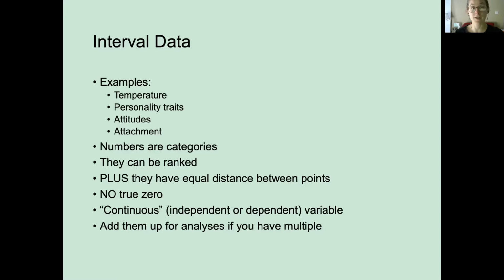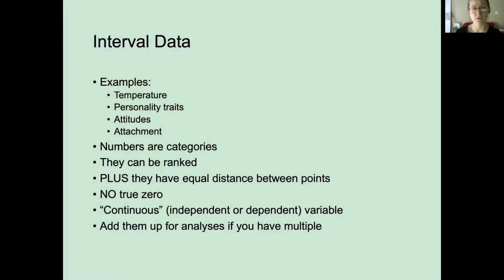So the features of interval data are that they are categories, they can be ranked, they have equal distance between points, but there's no true 0. We do call these data continuous variables. So if you have interval data, you can consider that a continuous variable when we look at trying to decide which stats you would say you're going to do.